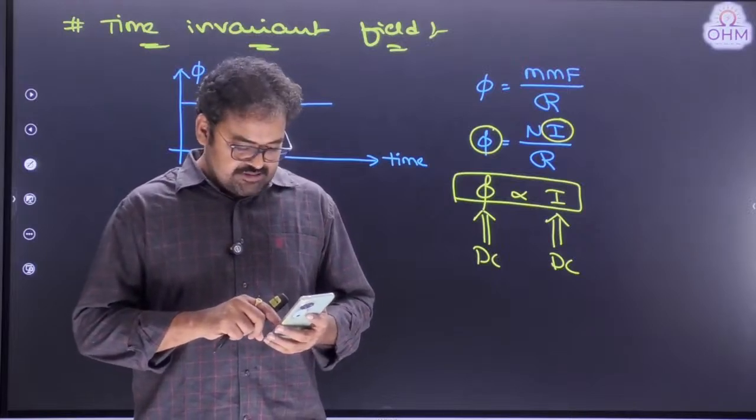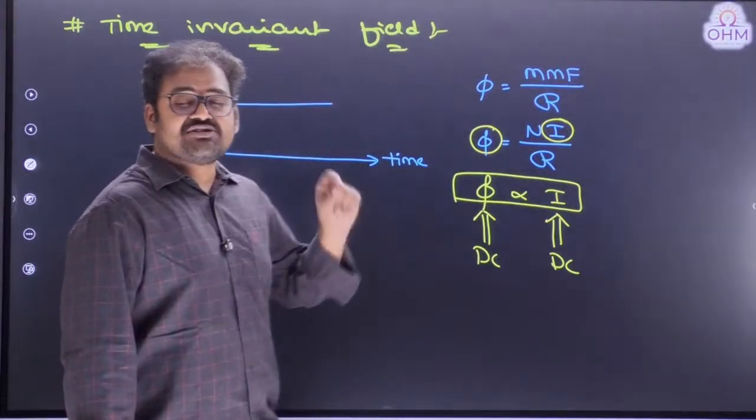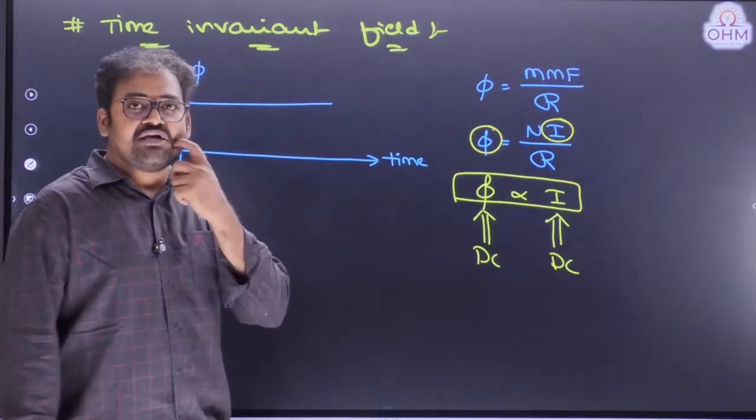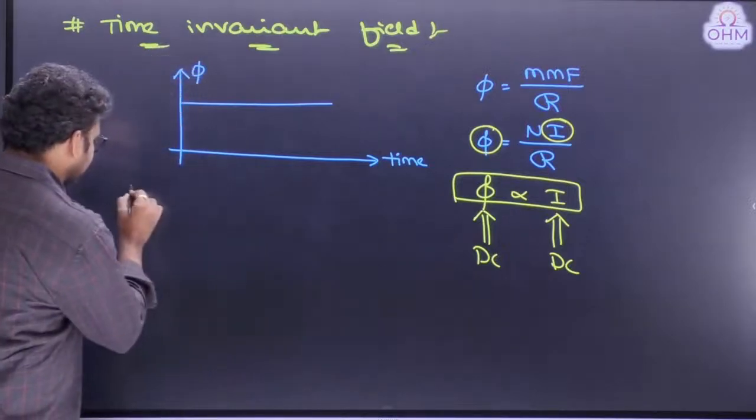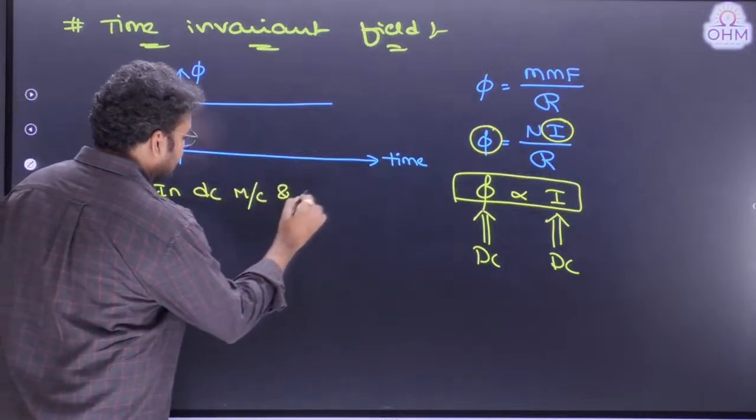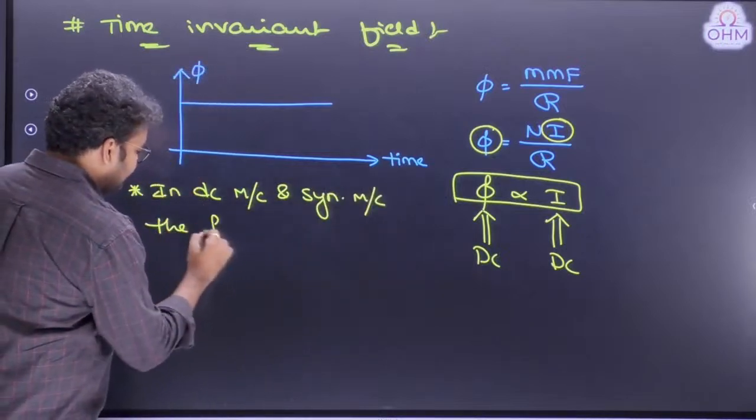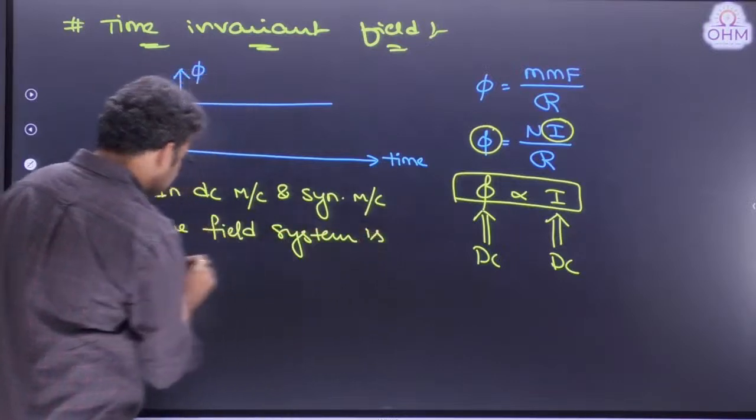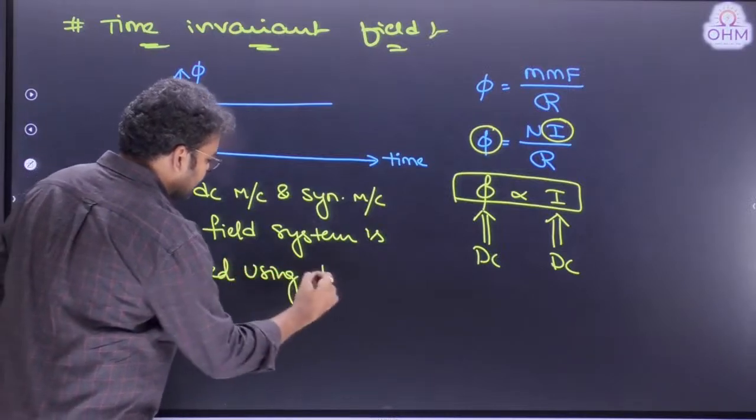Okay, all right, fine. So both in a DC machine and a synchronous machine, the field system must be excited using a DC current. Then only a time invariant magnetic field will be created. So I can write that point: in DC machine and synchronous machine, the field winding or field system is excited using DC supply.